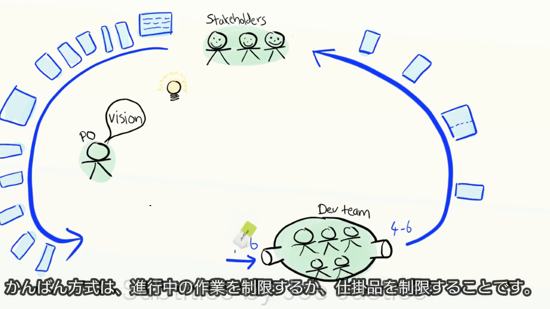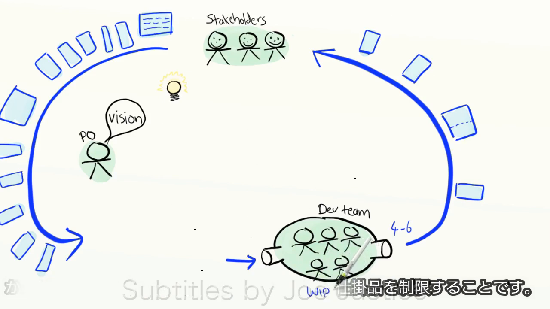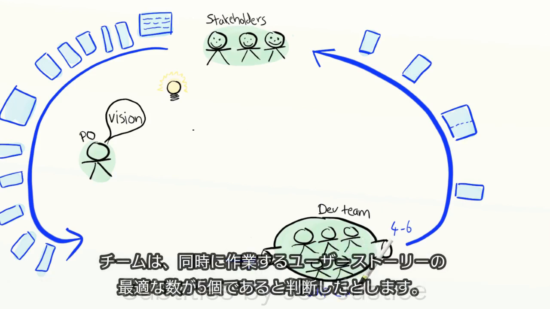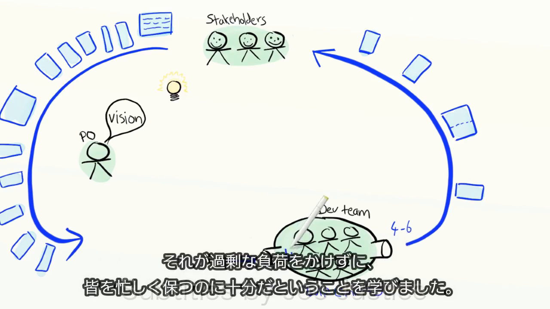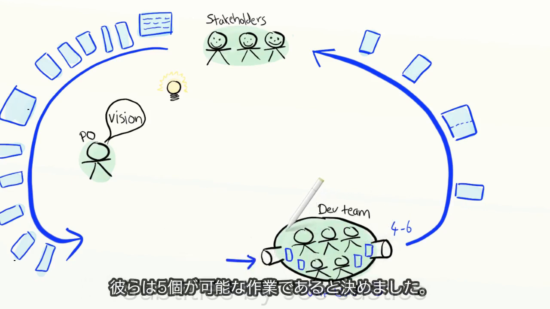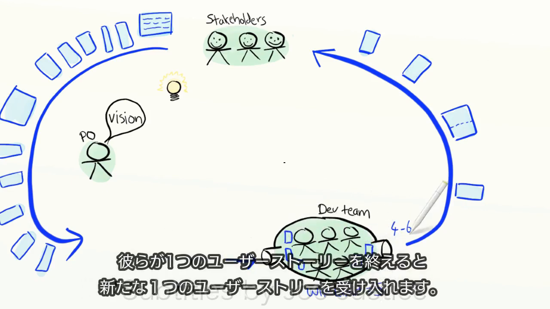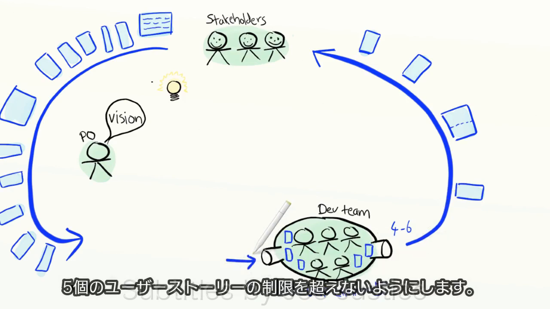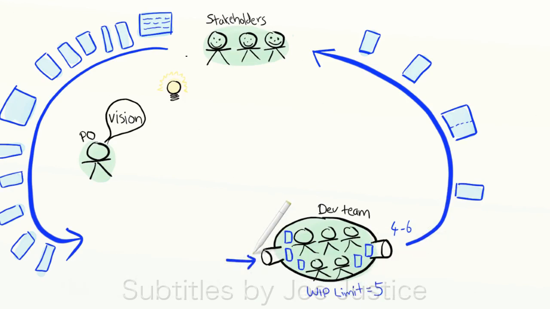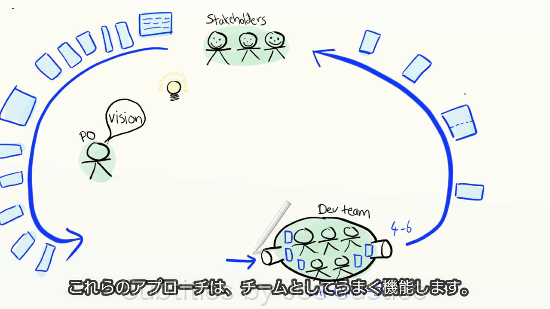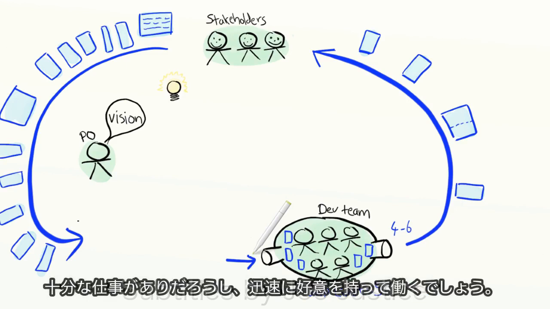The Kanban way is to limit work in progress, or limit WIP, W-I-P. Suppose the team decides that 5 is the optimal number of stories to be worked on simultaneously. They've learned that that's just enough to keep everybody busy without causing overload. So they decide that 5 is their WIP limit. Whenever they finish one story, they'll accept one new story, thereby making sure that they never break the limit of 5 ongoing stories. Both of these approaches work fine, in the sense that the team will have just enough work to do and they'll be able to work fast and effectively.